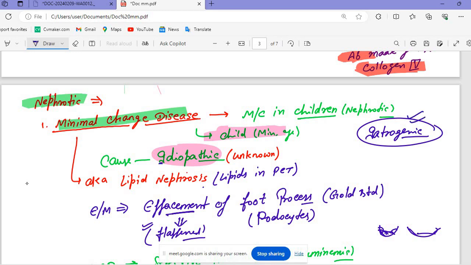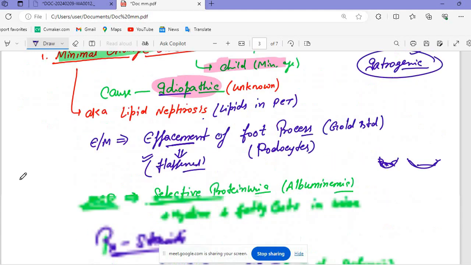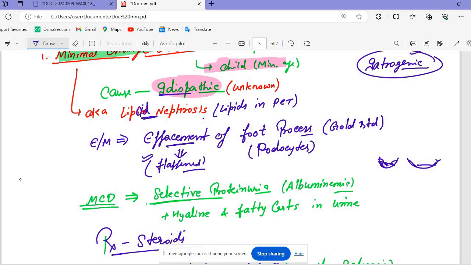So here we have idiopathic, that is unknown. This is also known as lipoid nephrosis, which means lipids will be deposited in the PCT. In electron microscopy, we will see effacement of the foot processes. If you get effacement of the foot process or podocyte, or flattened podocytes in the questions, that is minimal change disease.